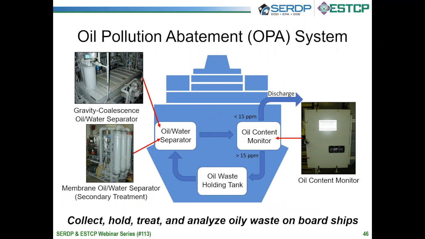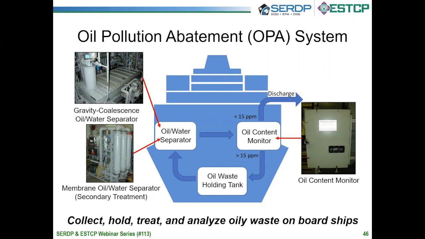And then we have our oil-water separator. The effluent of the oil-water separator then enters into our oil content monitor. The oil content monitor is the decision maker for determining whether or not the effluent can be discharged overboard or needs to be recirculated back into the holding tank for reprocessing. The oil-water separator is typically comprised of two different stages. The first stage is a gravity coalescence parallel plate separator, which uses the density differences of these large coalesced oil droplets to separate out these droplets from the bulk phase.